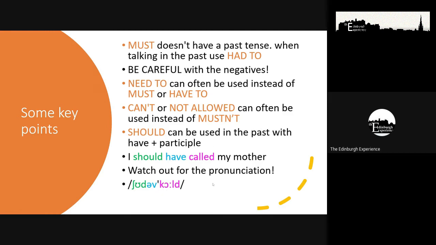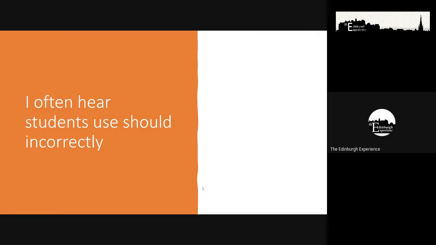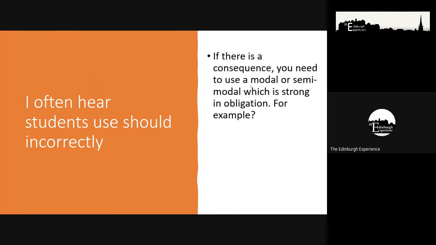All right. When we talk about our modal verbs of deduction, we're going to do a lot more work with this pronunciation. And another thing that I hear a lot with should is students using it incorrectly. So remember, if there is a consequence, you need to use a modal or a semimodal, which is strong in terms of obligation. So see how many you can remember. We just looked at about 4 or 5, I think. If you write them in the chat box, what are good modals to talk about strong obligation? Okay, Manushka's got must, have to, good, have to.